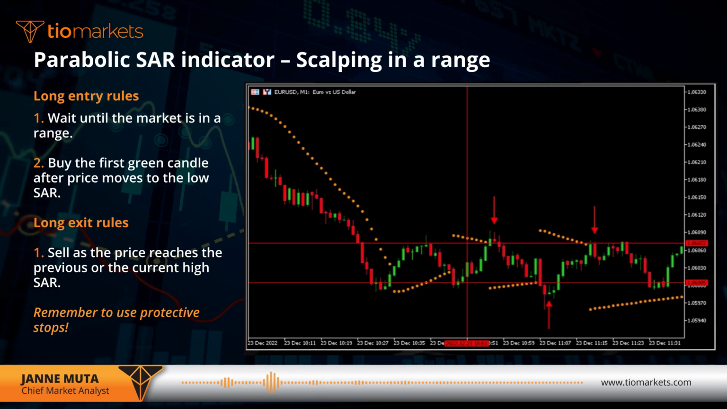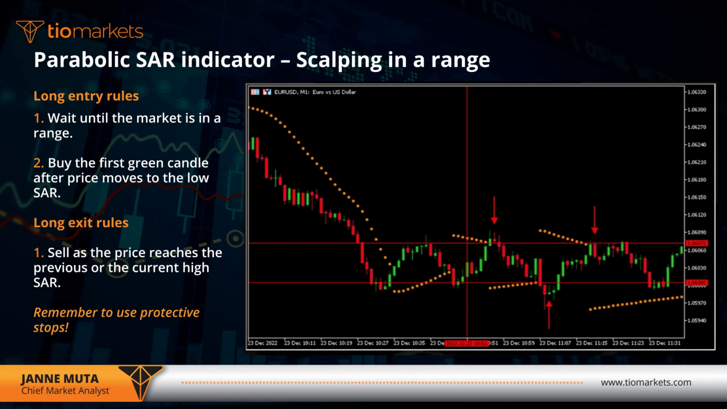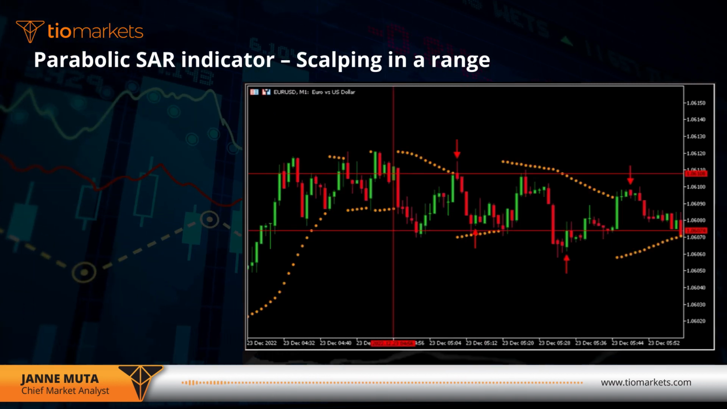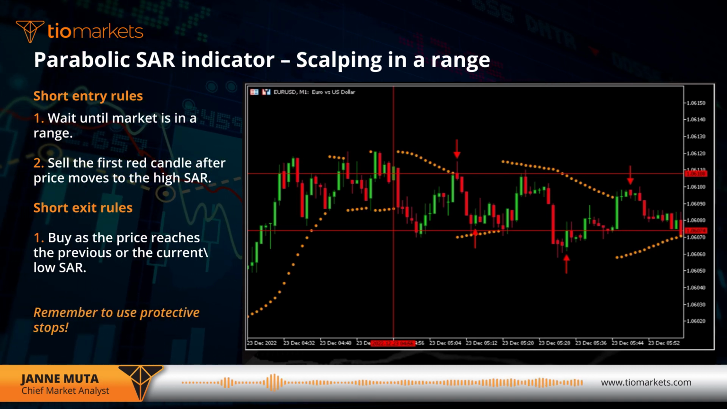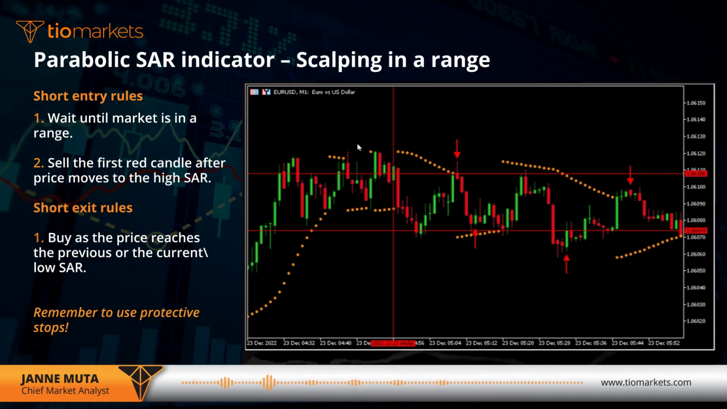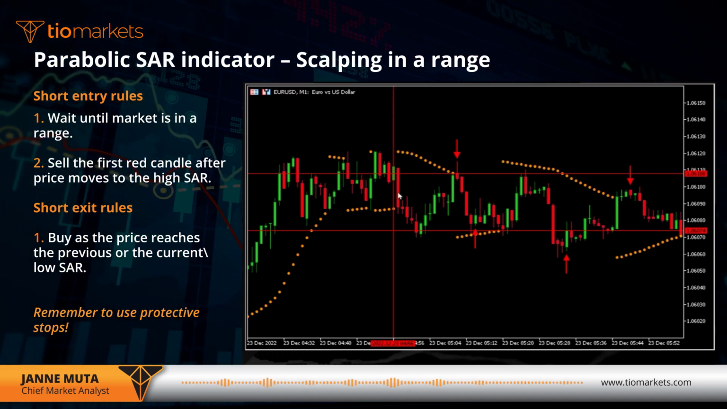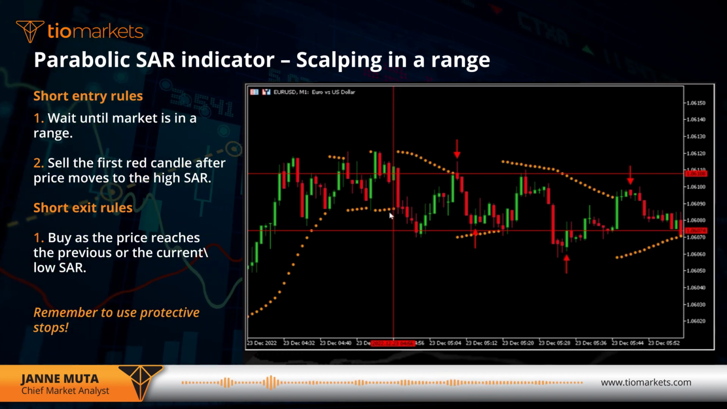And only apply this in your trading if you are confident that it works most of the time. And the rules for short entries and exits are basically the opposite. We wait for the market to be in a range. After this point here, the vertical line, we can say that the market is definitely ranging or very likely ranging.